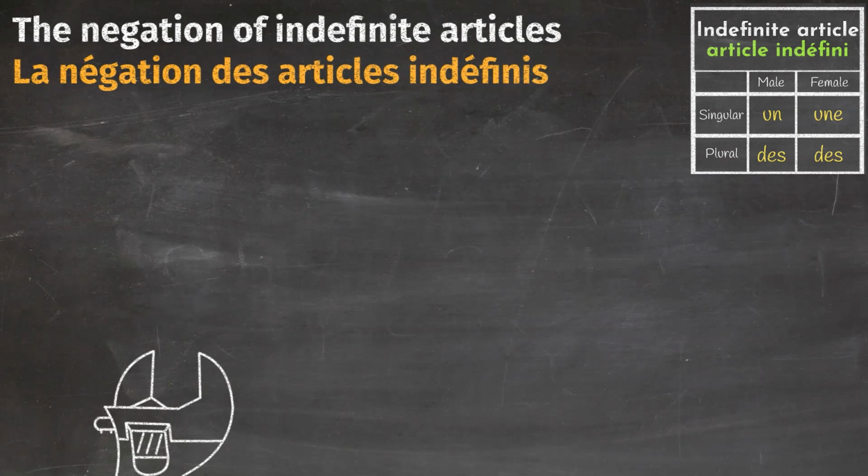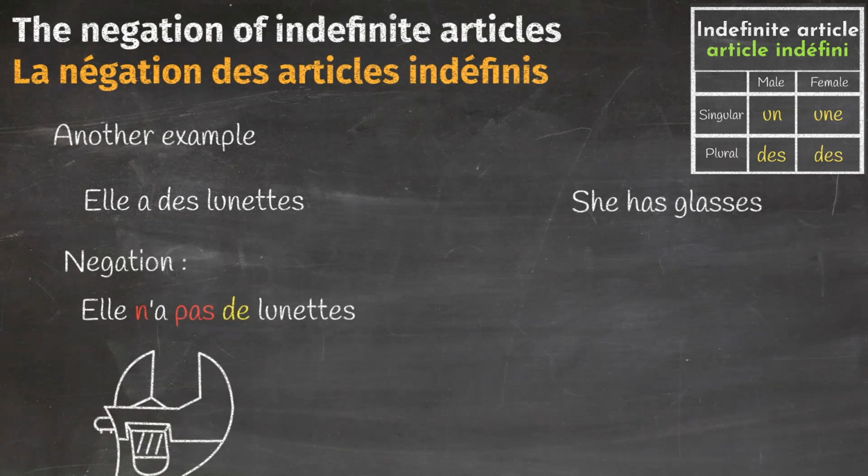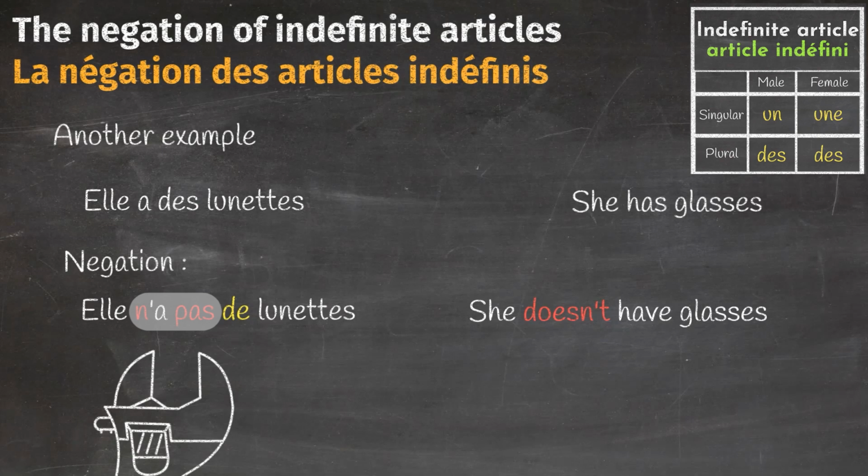Now let's check another example, but this time with plural indefinite article to see how it reacts. Elle a des lunettes. It means she has glasses. Now, if I want to negate it, I would say elle n'a pas de lunettes. And once again, after negation, we change the indefinite article into de. Although this time it was in plural form, but the procedure was the same.